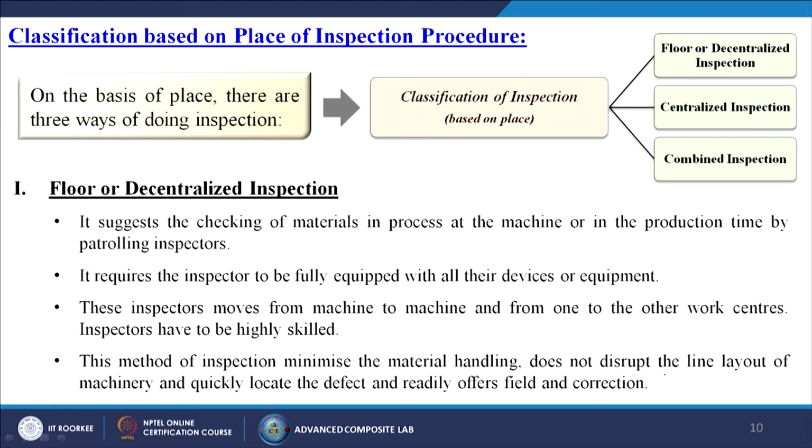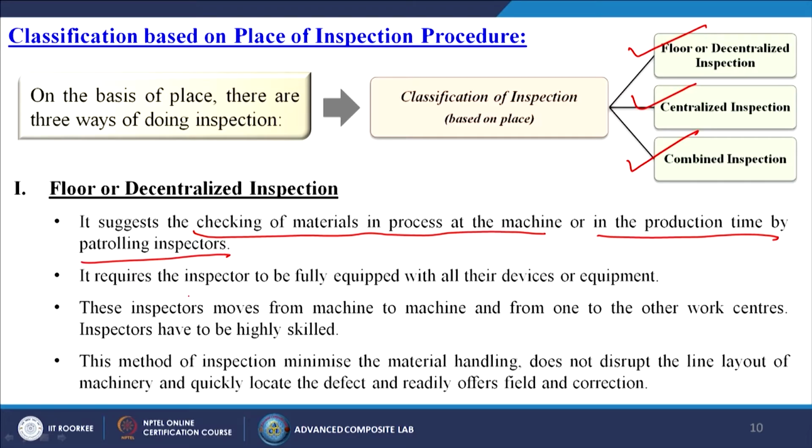Now, classification based on place of inspection procedures. On the basis of place, there are 3 ways of doing inspections. Classification of inspections based on place. What are those? Floor or decentralized inspection, centralized inspection and combined inspection. What is floor or decentralized inspection? It suggests the checking of materials in process at the machine or in the production time by patrolling inspectors.